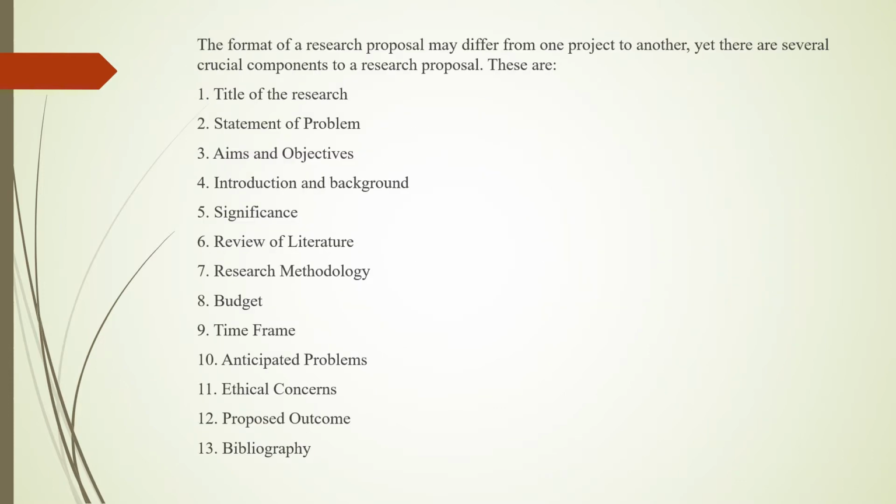The format of a research proposal may differ from one project to another. Yet, there are several crucial components to a research proposal. These are title of the research, statement of problem, aims and objectives, introduction and background, significance, review of literature, research methodology, budget, time frame, anticipated problems, ethical concerns, proposed outcome, bibliography.